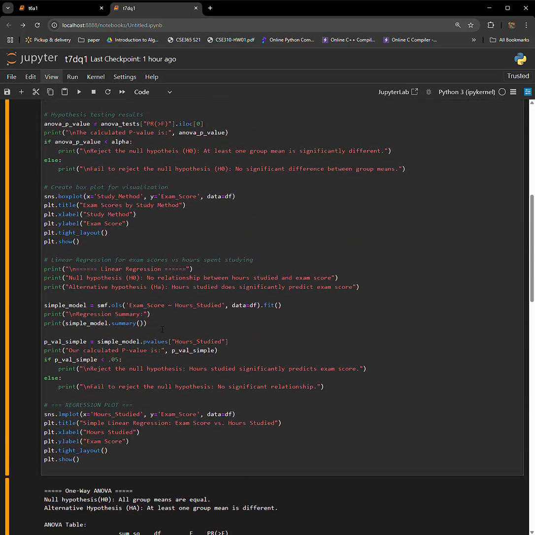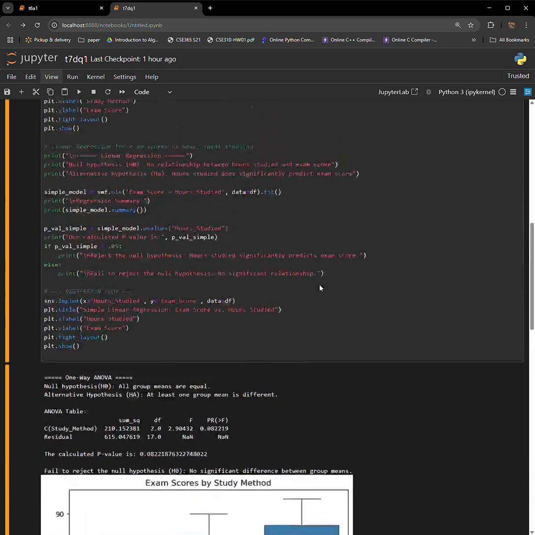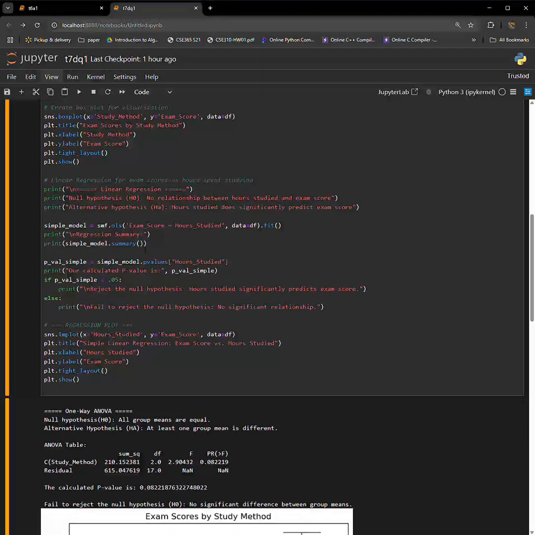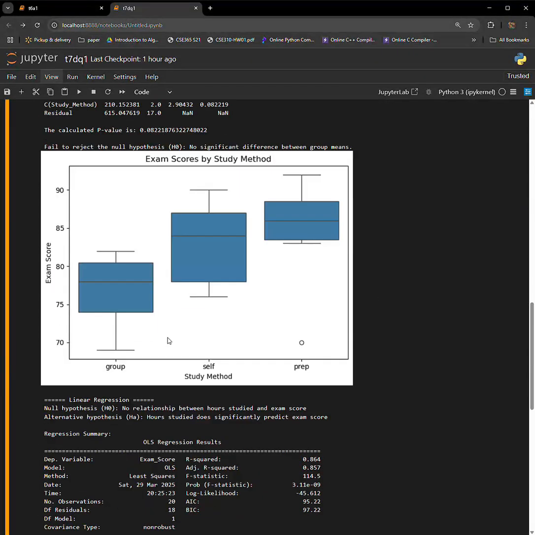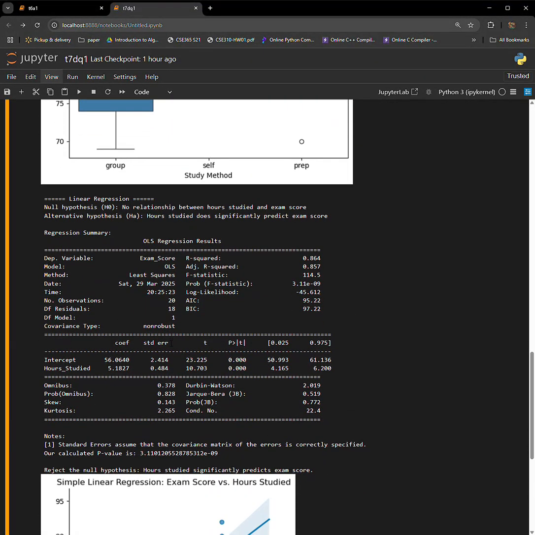Here, we're testing the exam scores versus the hours spent studying. Our null hypothesis is that there is no relationship between the hours spent studying and the exam scores. The alternative hypothesis is that the hours spent studying does significantly predict exam scores. We did the model here, found our p-value, did the hypothesis testing, and then did a regression plot. So we can go ahead and take a look at this.